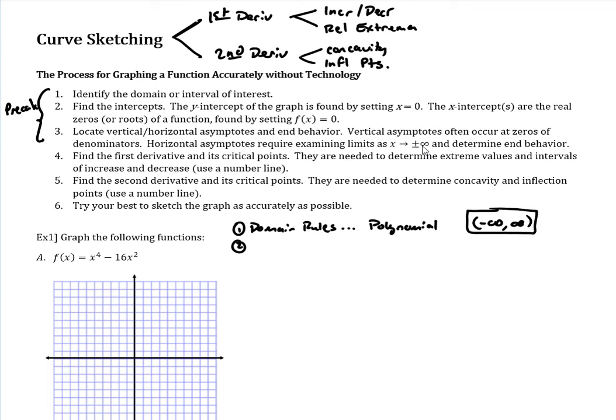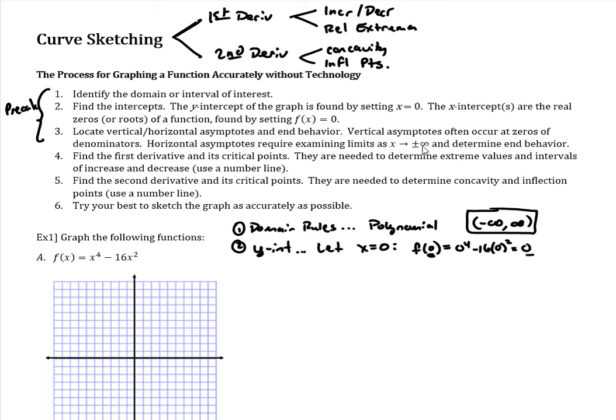Moving on. Step 2 is find the intercepts. So I want to find, let's do the y-intercept first. We already saw it on the graph, but this is a good reminder for other problems. So the y-intercept is to let x equal 0. That means we'll just use our function here and plug 0 in for the x's. So f of 0 equals 0 to the 4 minus 16 times 0 squared. That would be 0.